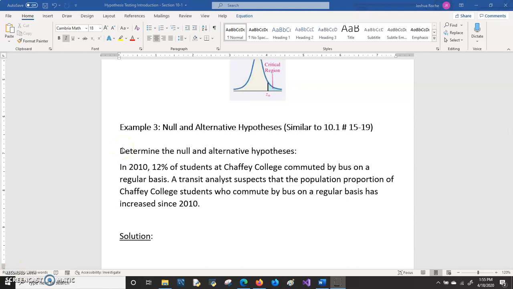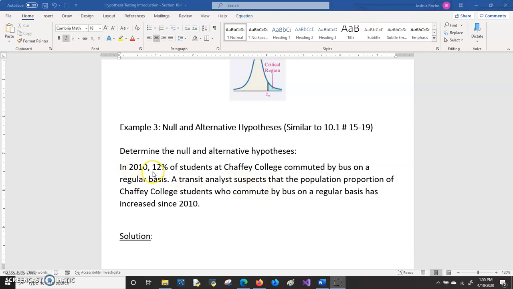Up to this point, we've talked about many abstract ideas. We'll take a look at some examples that put these ideas into context. So example 3 is looking at null and alternative hypotheses. This is similar to 10.1 numbers 15 to 19 in the textbook. And the instructions are to determine the null and alternative hypotheses for this situation. The situation is the same one that was referred to in the previous example.